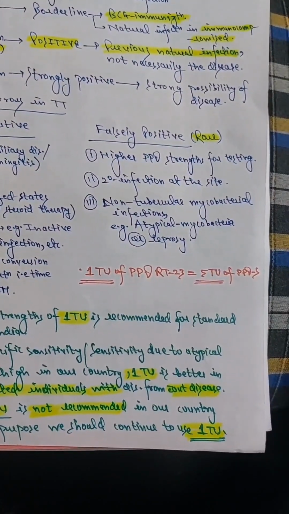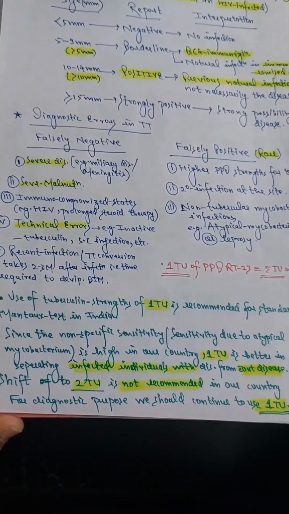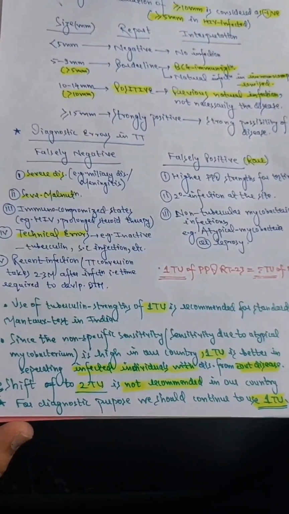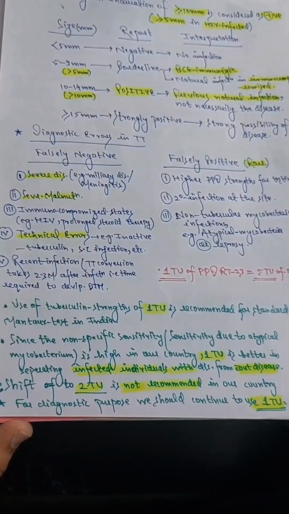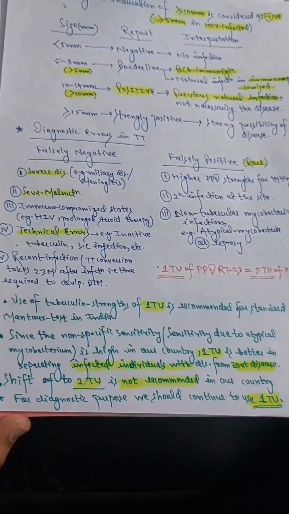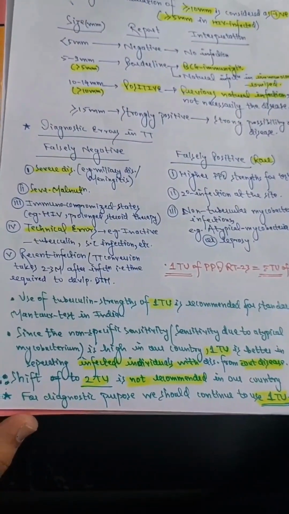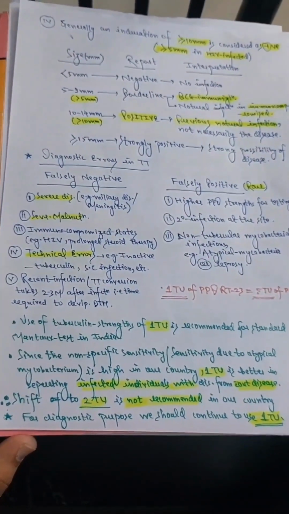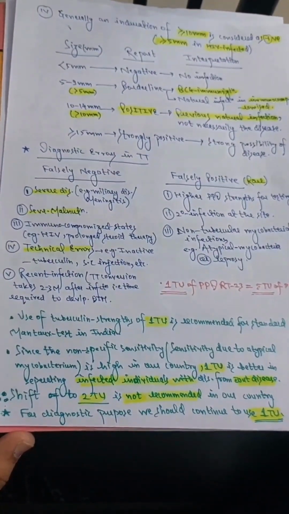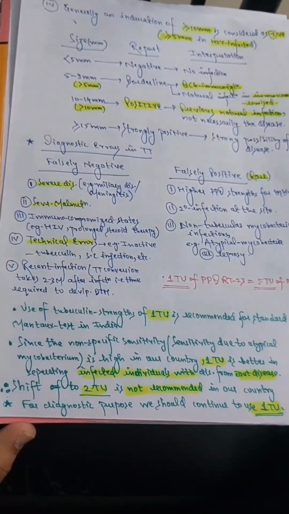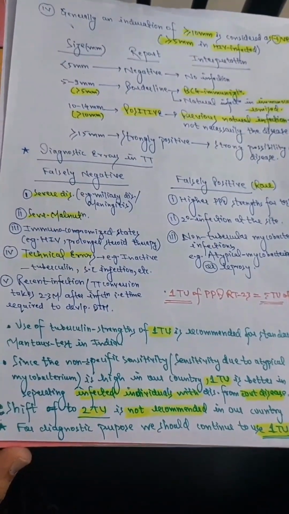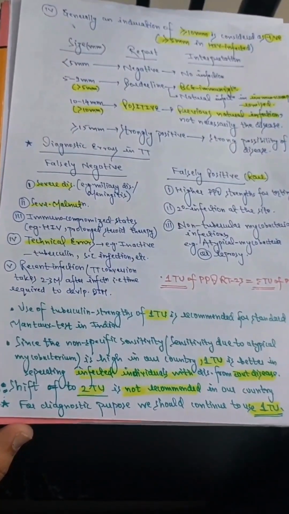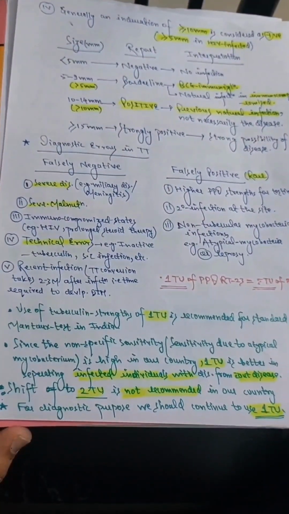And this is very important to know that 1 tuberculin unit of PPD RT23 is equal to 5 tuberculin units of PPD S. The use of 1 tuberculin unit is recommended for the standard Mantoux test in India. This is very important. Since the non-specific sensitivity, that is sensitivity due to atypical mycobacteria, is high in our country, 1 tuberculin unit is better in separating infected individuals with disease from those without disease. Therefore the shift to 5 tuberculin units is not recommended in our country. For diagnostic purpose, we should continue to use 1 tuberculin unit of PPD RT23.